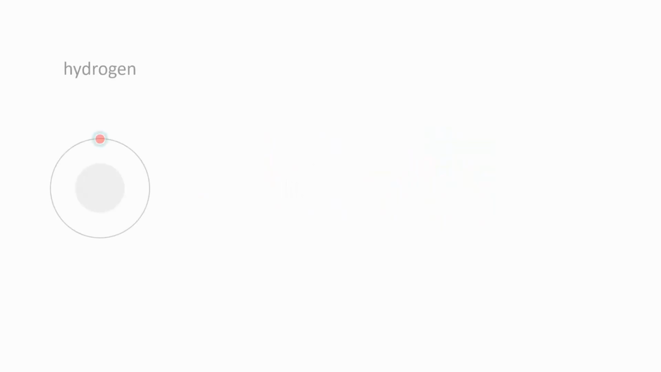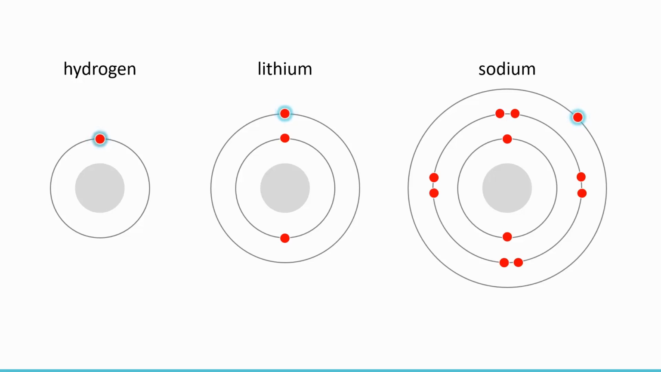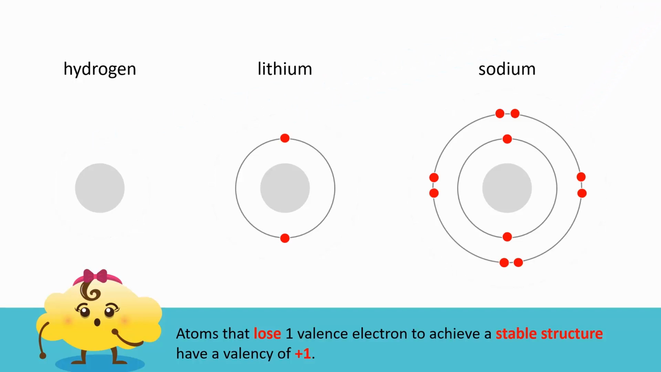For example, hydrogen, lithium, and sodium atoms contain one electron each in their outermost shells. They must each lose one electron to achieve a stable structure. Hence, their valency is +1.